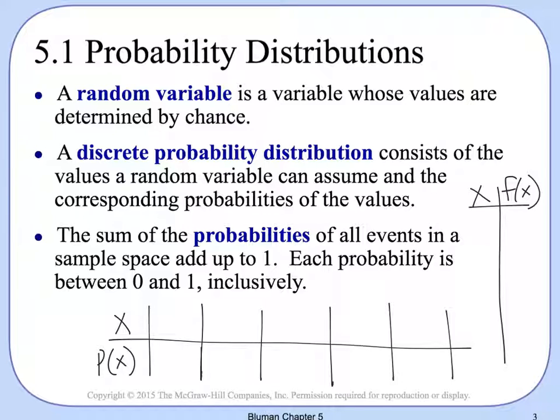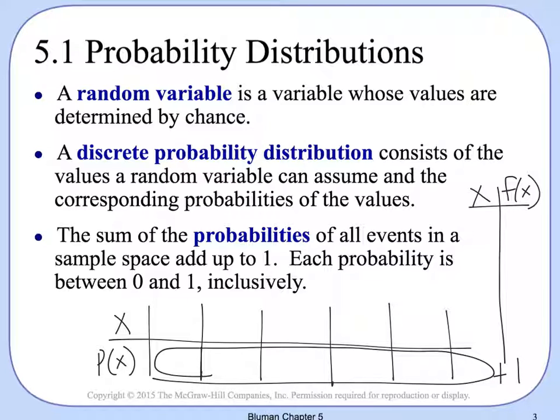Interestingly enough, the sum of the probabilities of all the events in the sample space always add up to 1. That's a review concept, right? All of the probabilities always have to add up to 1 or 100%. So all of these probabilities down here in your distribution, those will always have to add up to 1. And each probability has to be between 0 and 1. You can never have a probability in here that would be a negative probability. You can't have a probability that's like 1.3. Okay, all the probabilities have to be between 0 and 1.